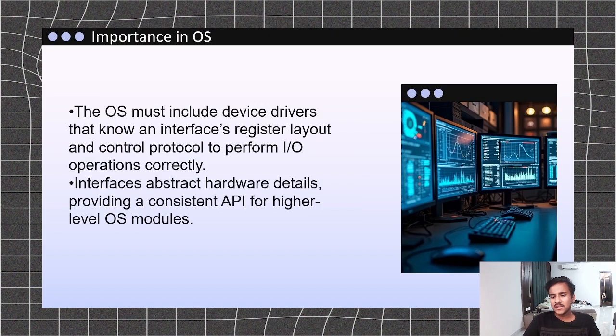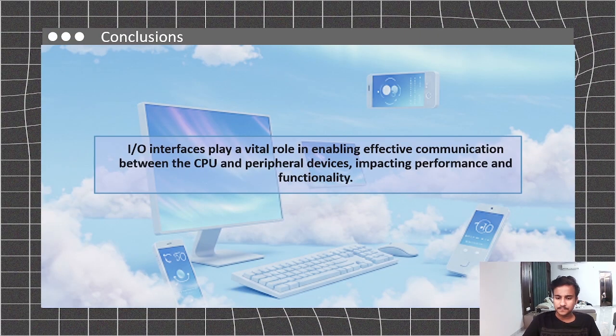Finally, operating systems rely on device drivers tailored to each interface's register layout and protocol. The interface abstracts hardware quirks, giving higher-level OS modules a consistent API for I/O, which simplifies resource management and improves portability. In summary, programmed I/O offers simplicity at the cost of CPU time, while I/O interfaces provide richer functionality like buffering, interrupts, and DMA to boost performance.